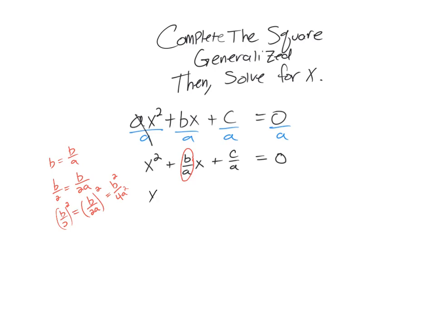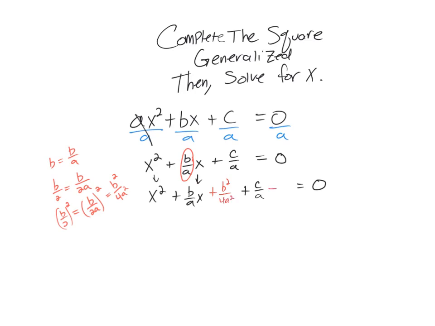So we've got x squared plus b over a x. These are just coming down from here. And then we're going to leave some space. Plus c over a. Leave some space equals 0. And we're going to add in b squared over 4a squared.